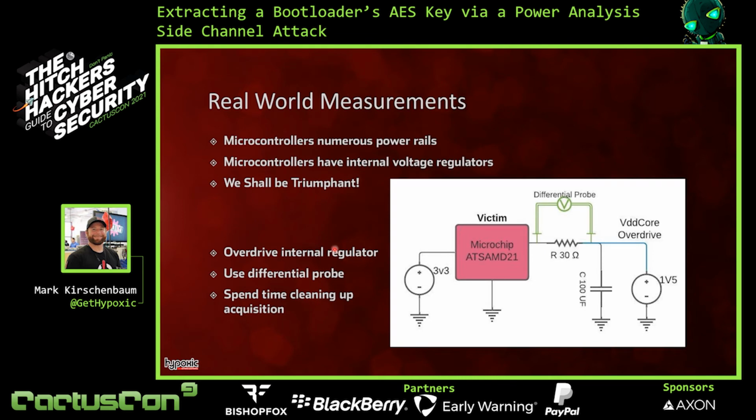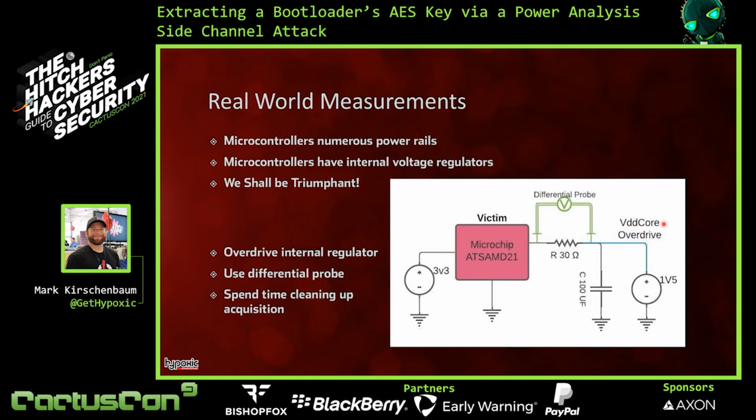Let's see what ends up happening in the real world, though. In the real world, these microcontrollers now have a lot of inputs, a lot of power inputs. They have I/O power inputs. They have ones for their analog. They have, basically, a power input for each subsystem. Specifically, the ATSAMD21 had what's called an internal voltage regulator for its VDD core.